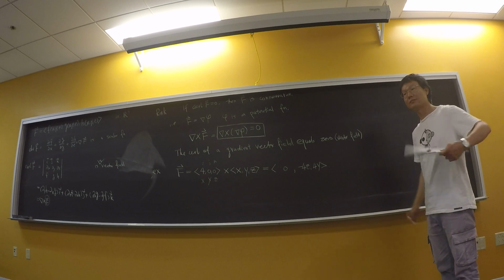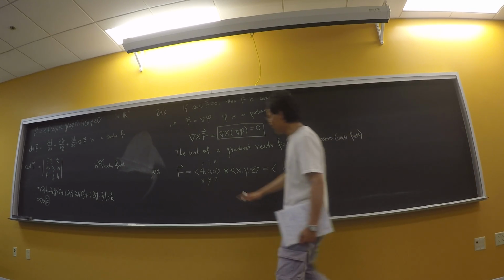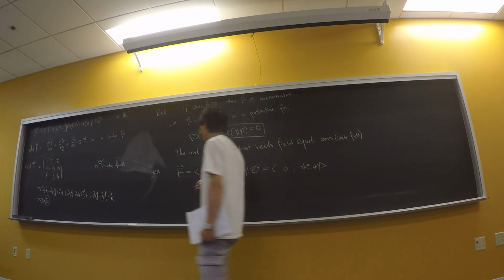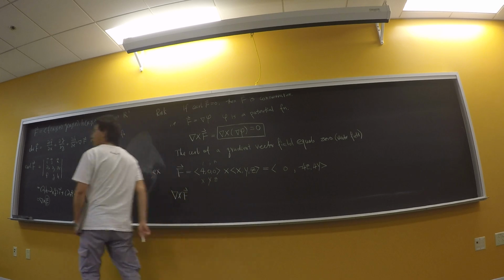Andy, you have a question? Yeah. Wait, what did you subtract it from? Oh no, we're just computing the cross product between two vectors. Oh, the cross product. Okay. And then I want to compute the curl of the vector field.